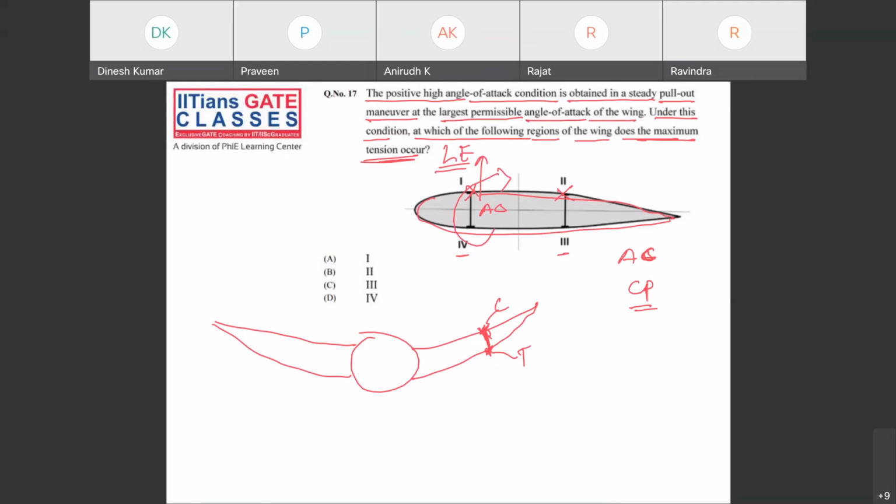So what you see is that this lift has a bigger arm compared to point 3, if you compare with point 4. When you have a bigger moment arm here, the bending moment induced will be more at this point 3. So you will have more tension at point 3 compared to point 4 if you go from the leading edge to the trailing edge.